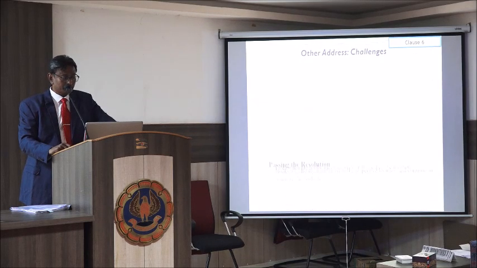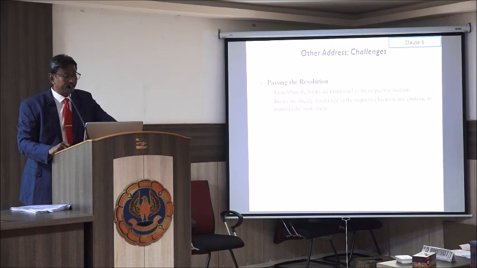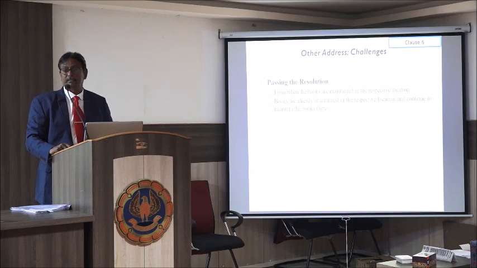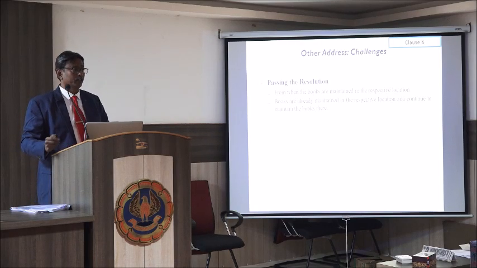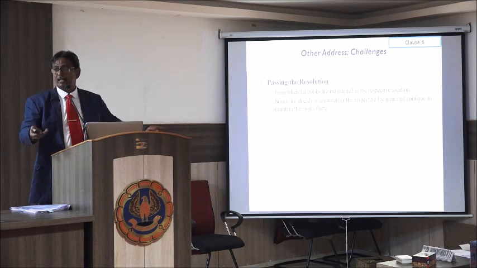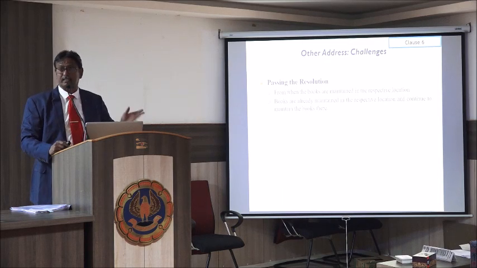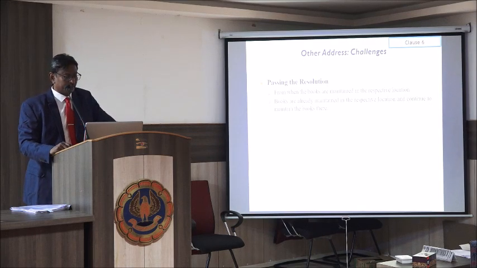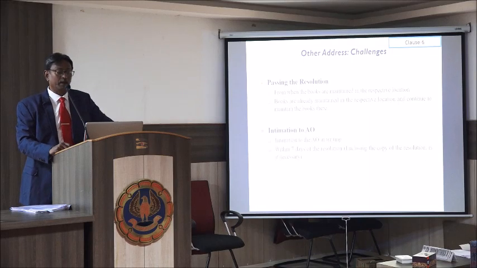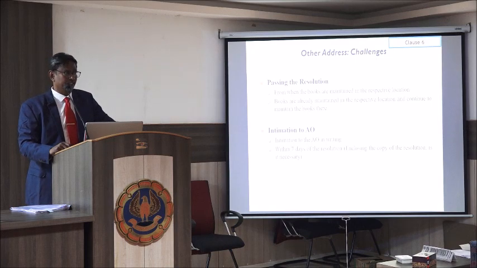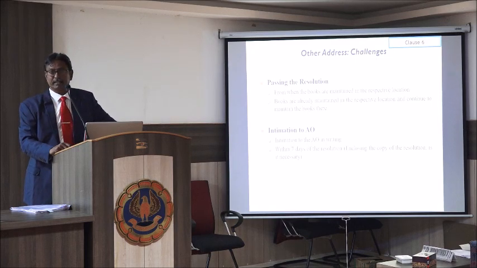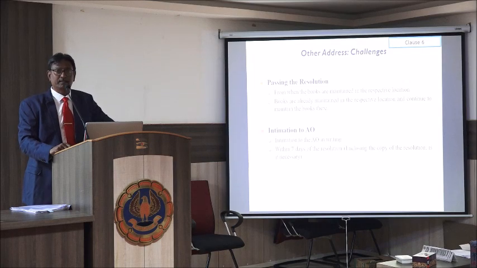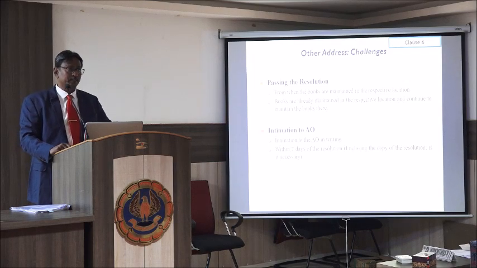Okay. Now, other address, what are the challenges? Passing the resolution when the books of accounts are maintained in the respective locations. I have 20 branches or 20 units. I already have the books of accounts in other places, other than the registered office, other locations. So books are already maintained in the respective locations and continue to be maintained. So what should my resolution be now? When I inform the assessing officer within 7 days, whether I should attach a copy of the resolution is not clear.